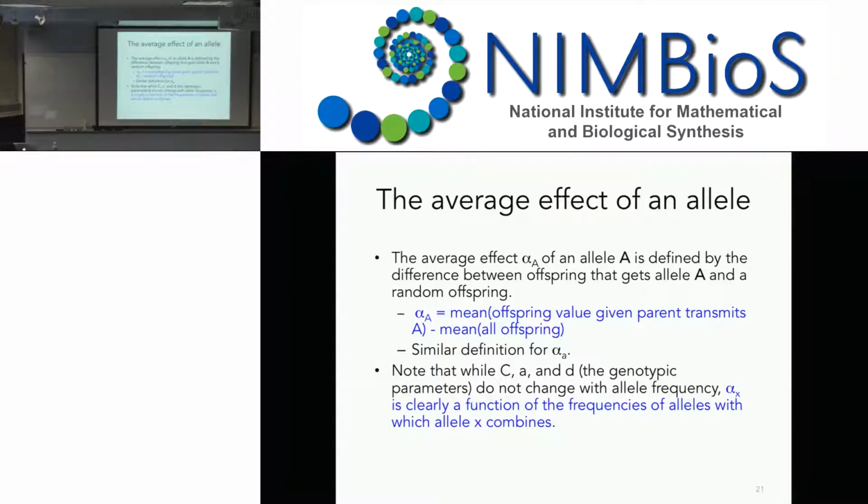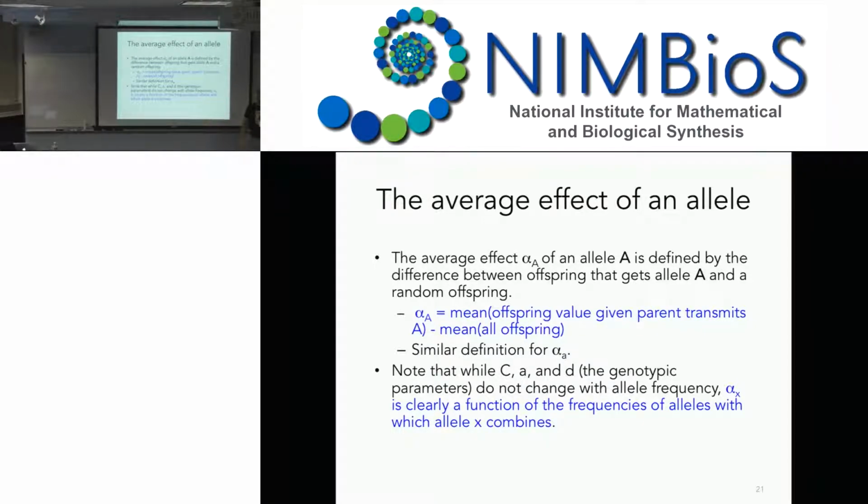If you're going to think really hard, you jump over here. And the key idea in a lot of these concepts is if you just take them at face value, you understand most of them. So the average effect basically is, if I transmit an allele to you, how much above or below the population mean does that make you?